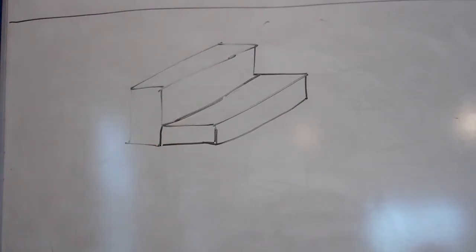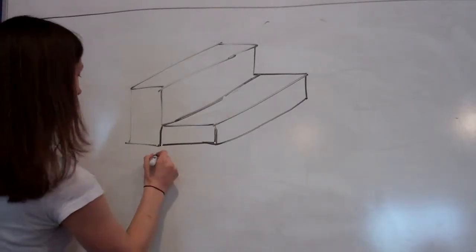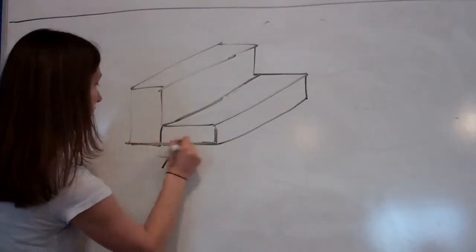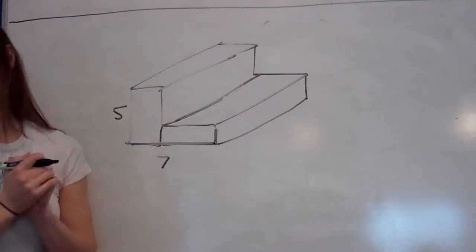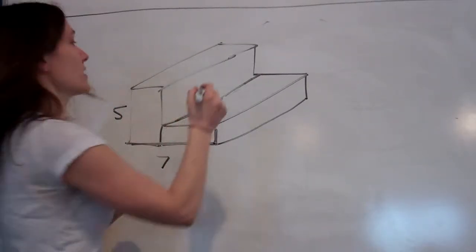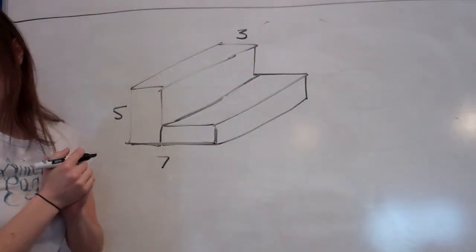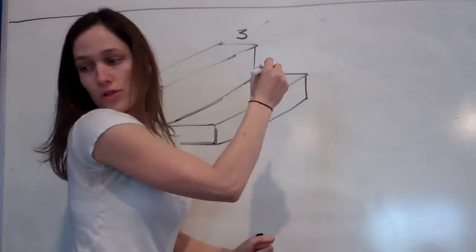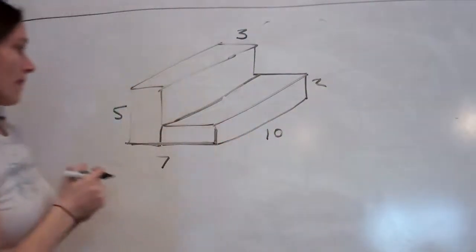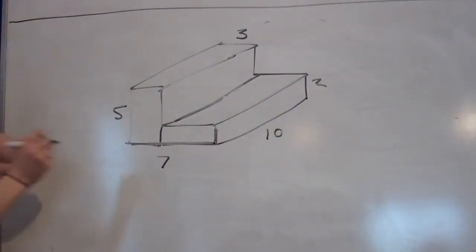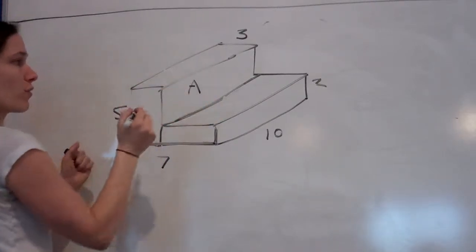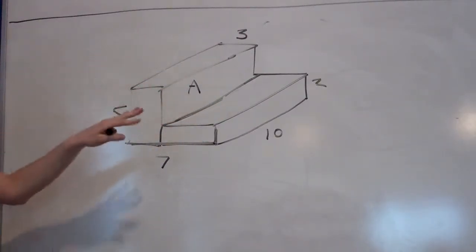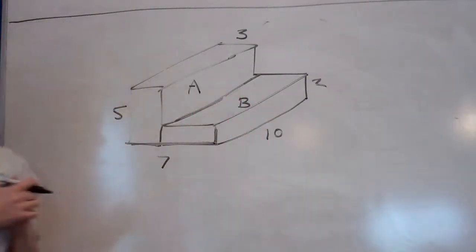Yes. Okay, so now I'm going to put my numbers in. It says that this whole thing is 7, and we'll decide what we need to do with it in just a minute. This is 5. This is 3. This is 2, and this is 10. Now, this is figure 1. I'm going to put A instead of 1 so we don't get the numbers mixed up, and this is B. Everybody see that?